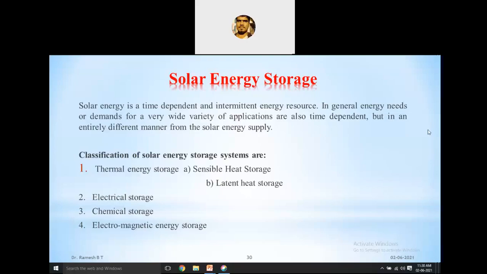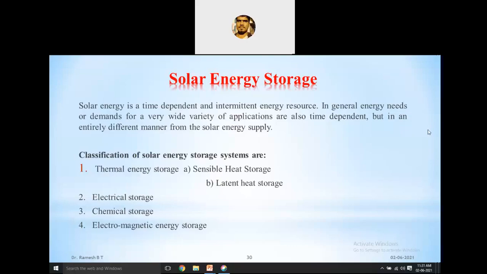Then the size of the solar thermal power systems or solar electric generators, means the solar electric generators which convert one form to another form. So that also decides the storage factor. Next, the cost per kilowatt of the stored energy. The cost is the ultimate, the cost also decides. If the storage systems become heavy or costlier, then whatever energy we are supplying also becomes costlier. So the cost per kilowatt of the storage system is also a factor. It should be minimum, means economical.